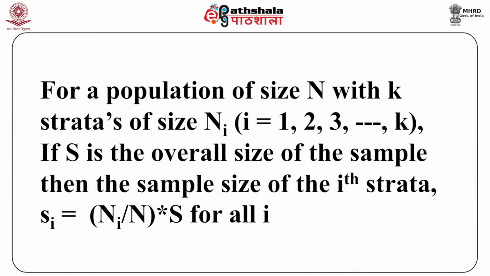In proportionate sampling, each subgroup's representation is equal and proportionate to its relative representation in the population. Specifically, in proportionate stratified sampling, for a population of size capital N, with k strata of size Ni, where i is from 1 to k, if S is the overall size of the sample, then the sample size of the ith stratum, Si, is equal to capital Ni upon capital N, into S, for all i.